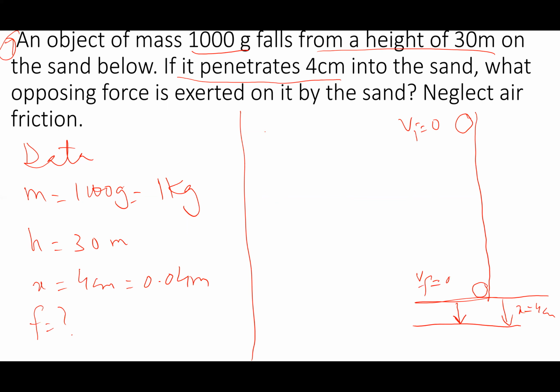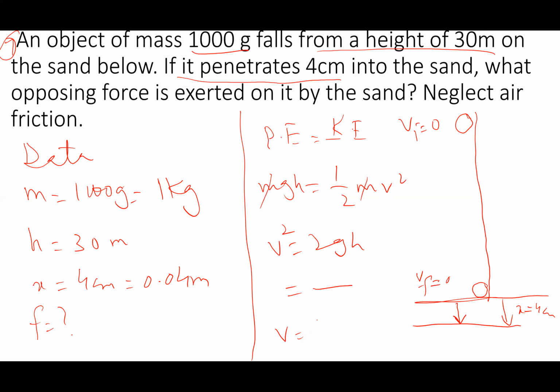So first we will write loss in potential energy is equal to gain in kinetic energy. So half mv square is equal to mgh. Mass is given, mass will be cancelled. G, height is given. We will find v square is equal to 2gh. So we will get this value of v square here. You can take the square root, you will get the value of v. So by using this equation, you can find the value of v. Then we should find here the resistance.